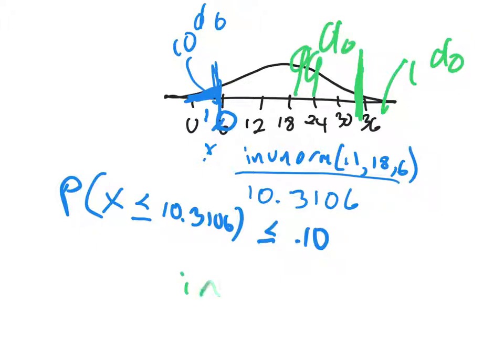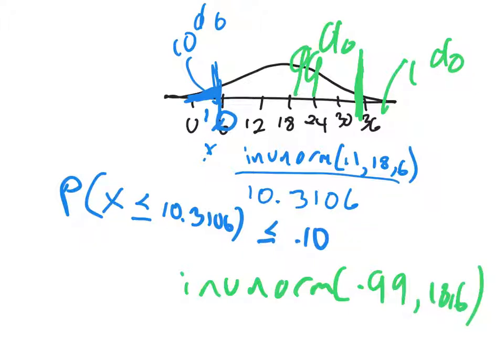So that's inverse norm, 0.99 to the left, and comma, 18, comma 6. And whatever your score is, x has to be greater than or equal to that answer, because I want to be in the top 1%.